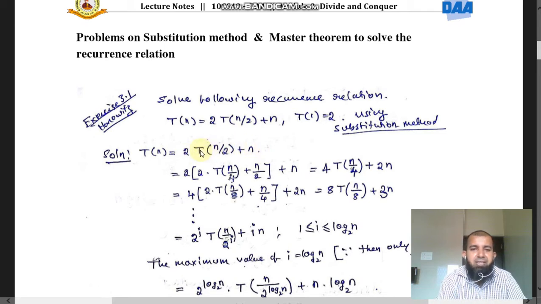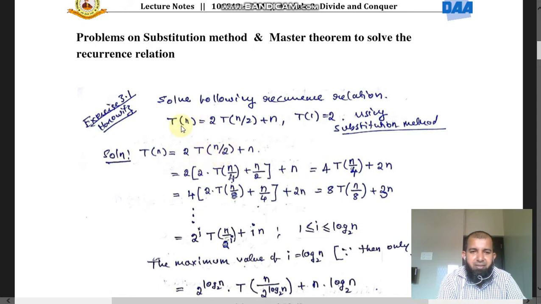Okay, what is T of n by 2? You can use the same relation again. In place of this T of n by 2, you have to write this equation by considering n by 2 instead of n. Instead of n, you have to write n by 2 here. So this is what T of n by 2 is.